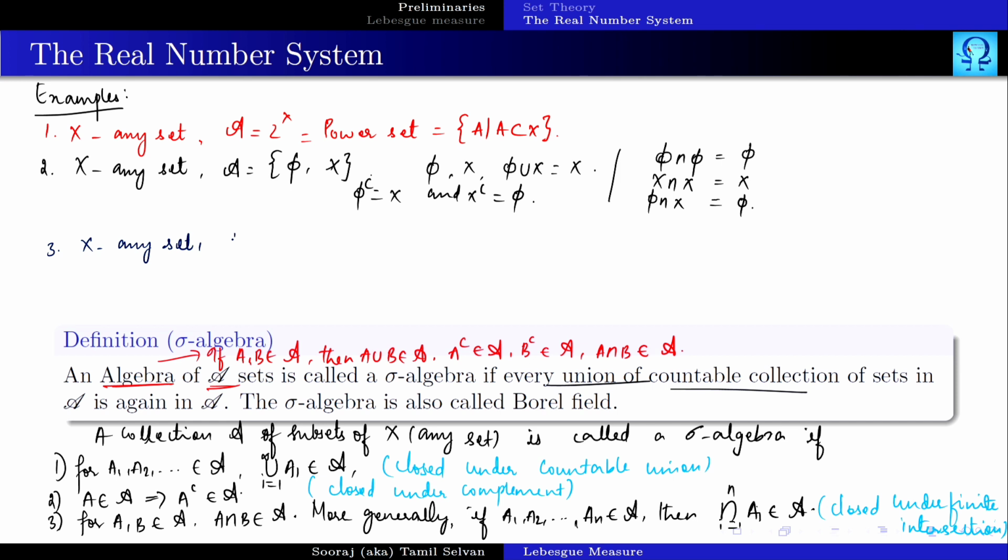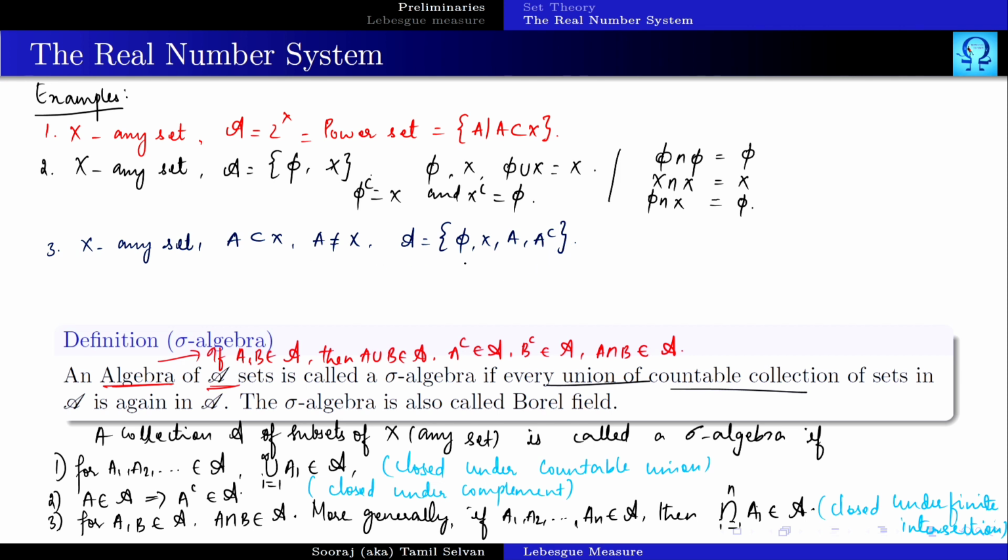Now you will have to consider a subset of X, be it any subset. You will have to consider a subset of X which is not equal to X. So therefore the strict subset is considered here. Next, consider your script A to be {phi, X, A, A complement}.